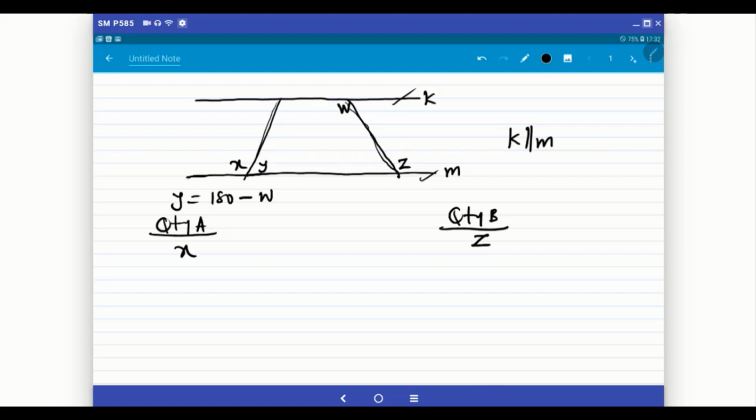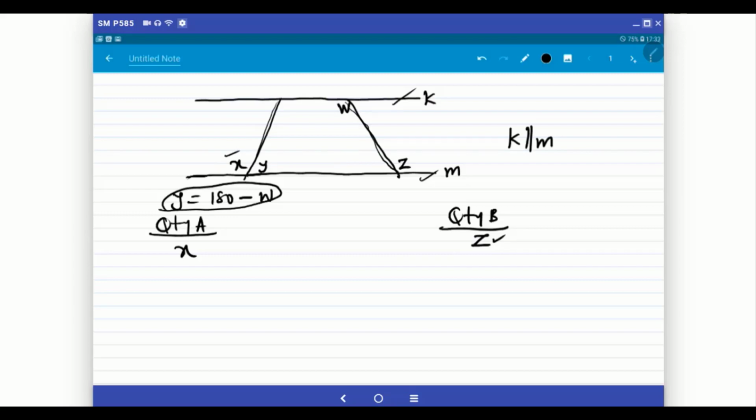We can see this as a transversal, so we can expect to see alternate angles and corresponding angles here. Now, we have been given the information that Y is equal to 180 minus W. So X and then Z. Which one is greater, or are they equal?